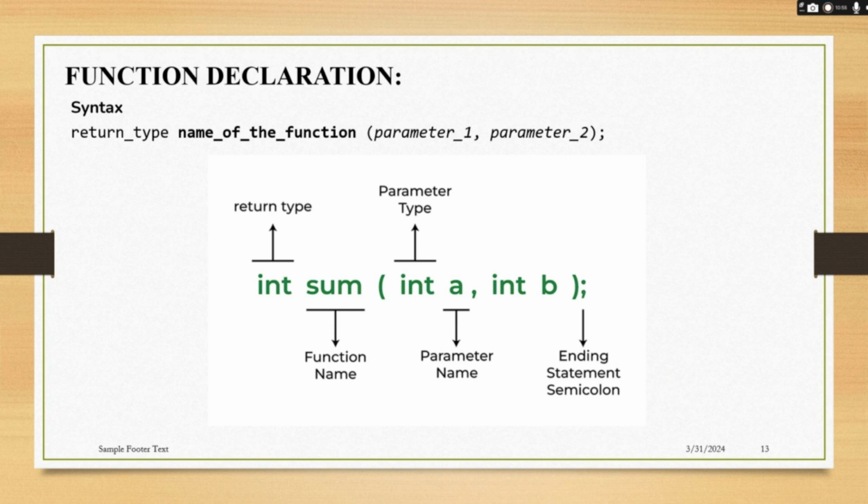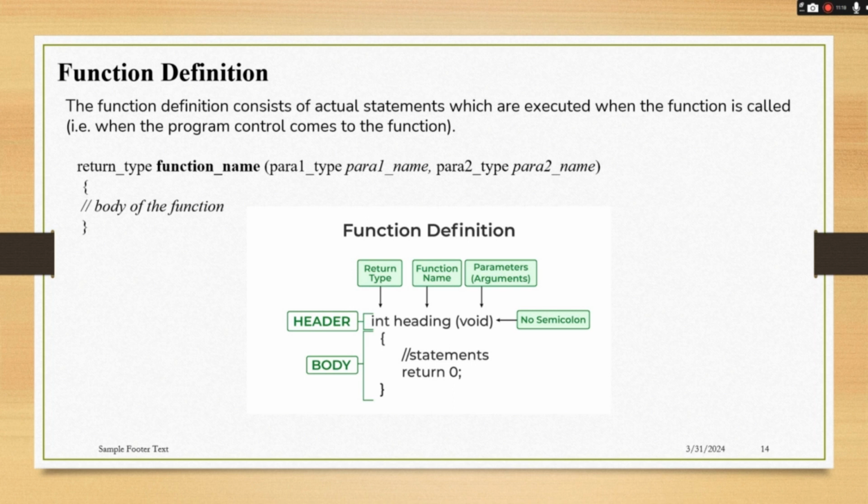Function declaration syntax: return type, name of the function, parameter 1, parameter 2, etc. You can see in this image, the return type is nothing but a data type, the function name is sum, the parameter type is also int, and the parameter name is here, and it should end with a semicolon. Function definition. The function definition consists of the actual statements which are executed when the function is called. Syntax for the function definition: return type, function name, parameter 1 type and parameter name, and so on.